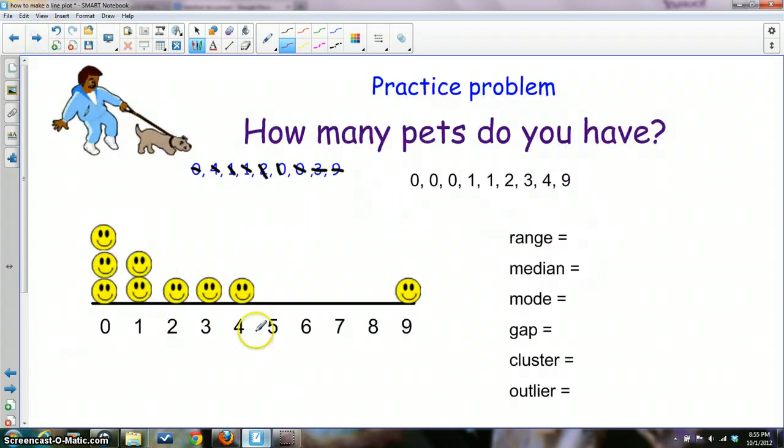So now it's your turn. Here's the line plot that you should have made last night for homework. And here's the correct amount of data over each part. I want you to find the range, median, mode, a gap, cluster, and an outlier. Go ahead and fill in your work in the Google form. Good luck.